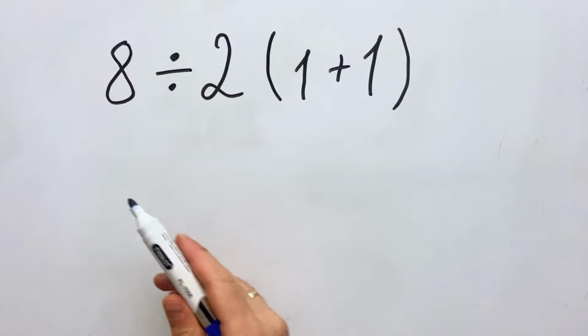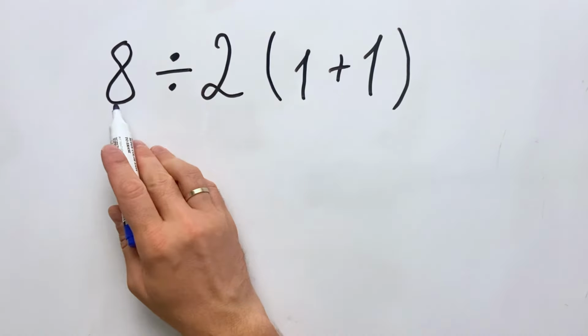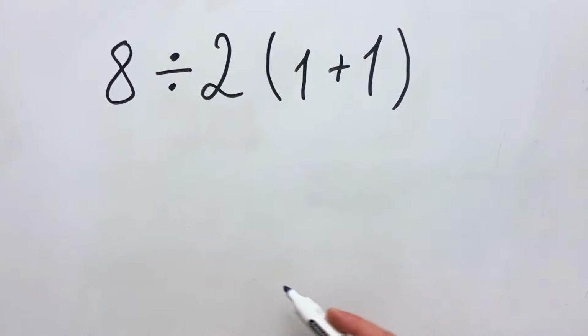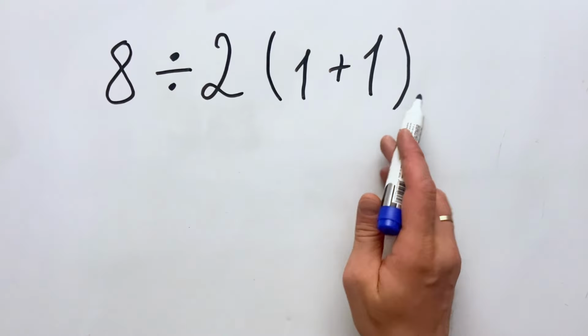Hello everyone, today let's try to solve this equation: 8 divided by 2 next to (1 plus 1). So let's start first with the mistakes, the most common mistakes people make when trying to solve this equation.